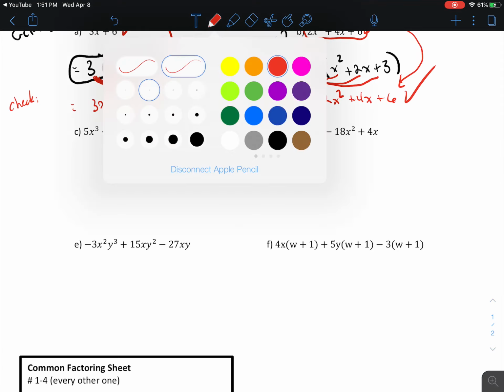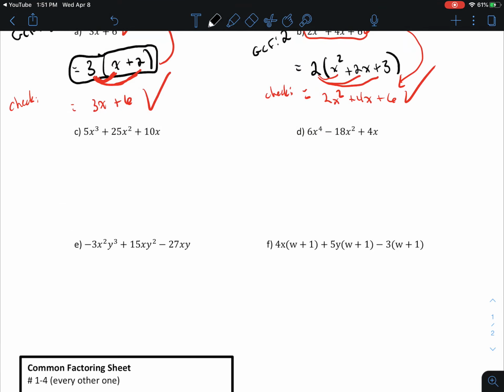Now, let's keep going. So here, I've got a GCF. We got to figure it out. What is it? It's whatever I can divide everything by. Okay, 5. Let's start with the numbers. The number 5 goes into all 3 of these numbers. So there's a start. Right, so I know the GCF starts with a 5.